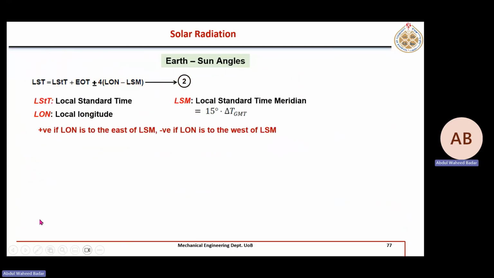So all these terms I have explained. Longitude is positive if the location is on the east of the local standard meridian. Local standard meridian means this Greenwich location. For example, Bahrain is on the east of Greenwich, so we will be using positive here. If the location is on the west of the Greenwich local standard meridian, then the longitude will be taken as negative here.